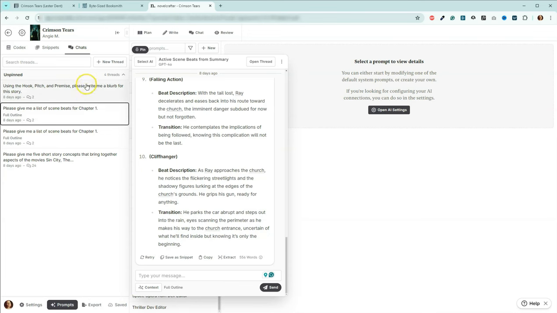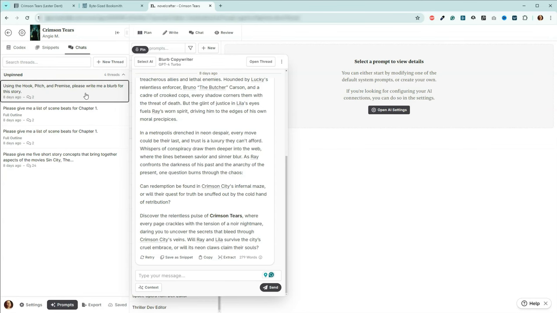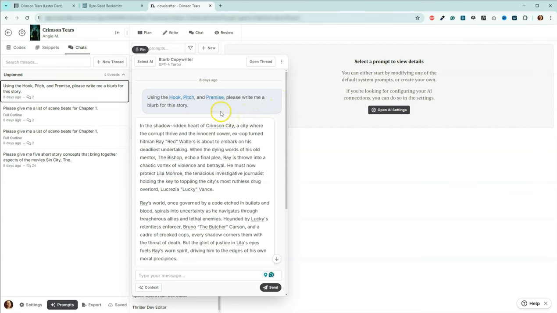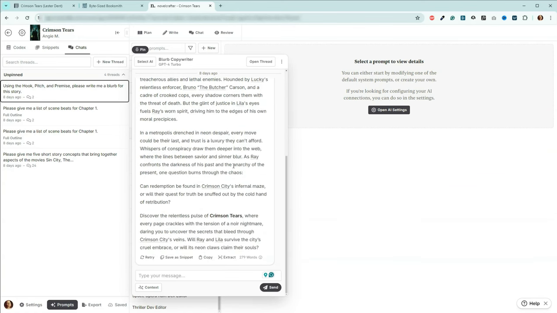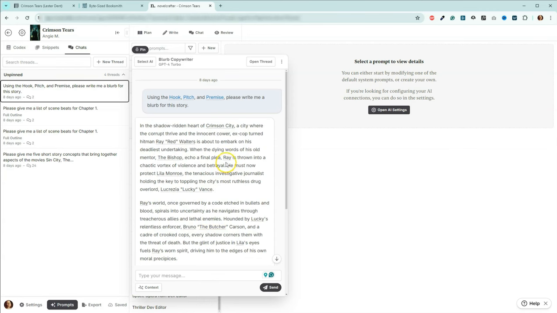Okay, let's go here. So Blurb Copywriter is something that I created a while back. Using the hook, pitch, and premise, please write me a blurb for this story. And so it gives us this nice big blurb that we can use. You definitely want to go through and make sure that you read through it very well. It is a bit much. I don't know that I would be name dropping all of these people in here, but what I ended up using it for was to come up with a concept for the book cover.